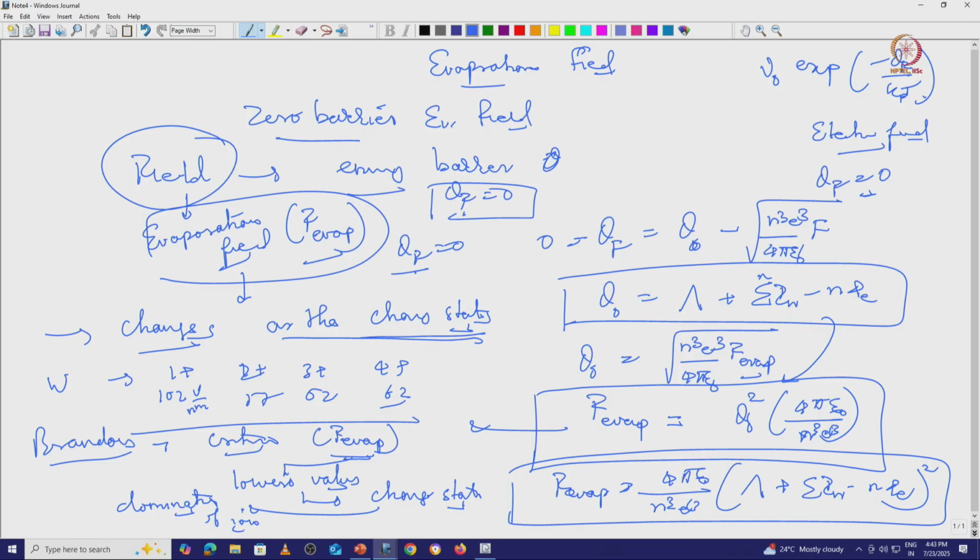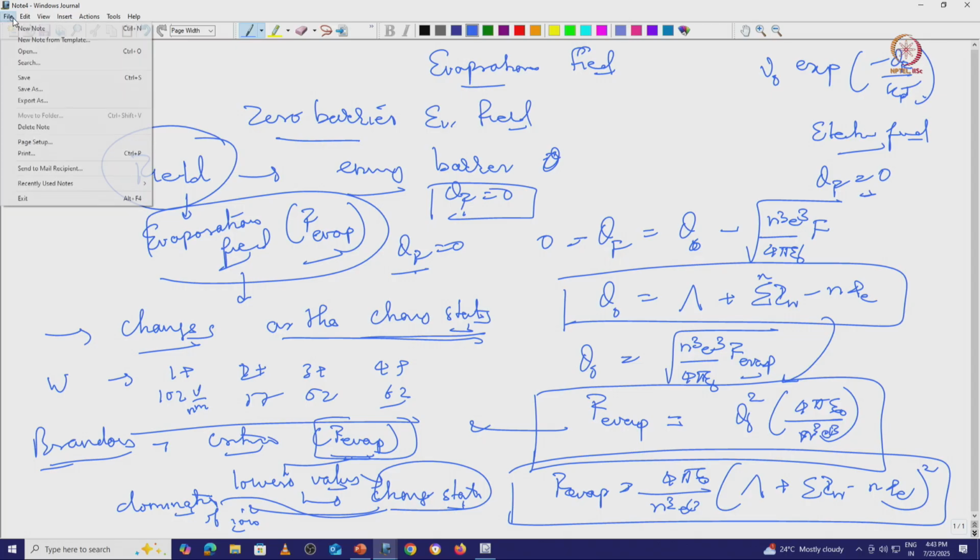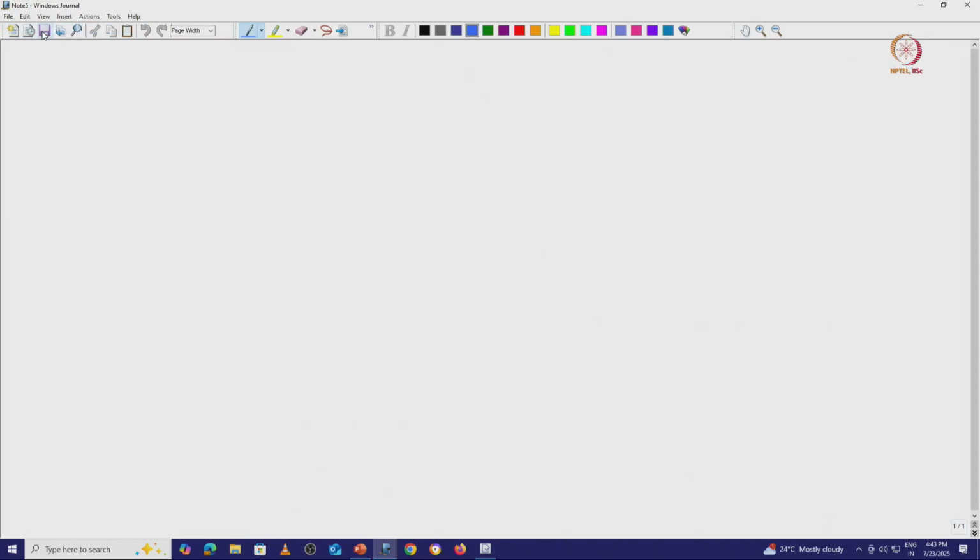Okay, so I hope you understand what Brandon has told: the charge state with the lowest evaporation field will be dominant among the other ions during field evaporation. Okay, so most of the metals have an evaporation field between 10 to 60 volts per nanometer.